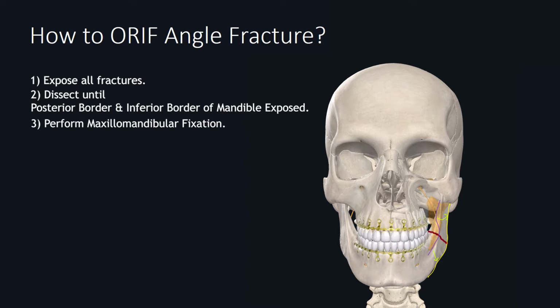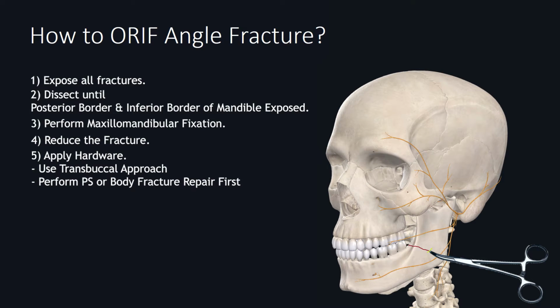The step after that is to perform maxillomandibular fixation to restore patient's premorbid occlusion. This begins the reduction process. Once MMF has been applied, you will then focus on reducing the fracture segment further before applying hardware. To apply hardware in the angle area, transbuccal approach is typically required.